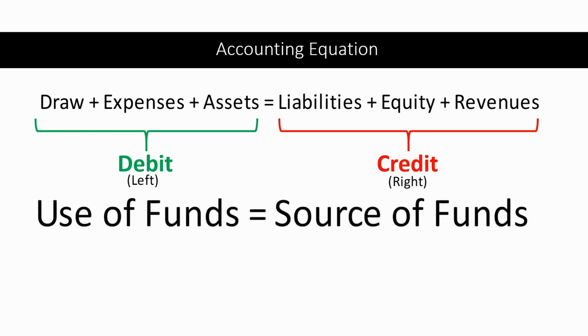Another way to look at the accounting equation is that the left side represents use of funds and the right side represents source of funds. So draw, expenses, and assets is how you spend the funds. You may have spent it on inventory, computer equipment, property, office supplies, or any range of expenses. The source of these funds are liabilities, equity, and revenue, which can be loans, owner investment, or revenue generated by the business.